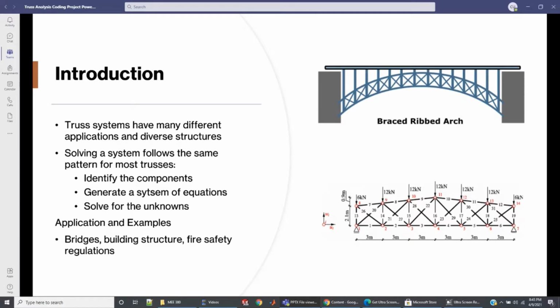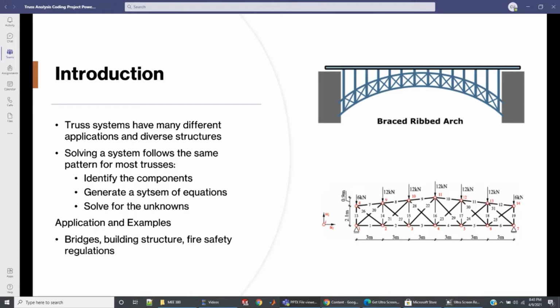bridge. In order to solve a truss system, they usually follow the same pattern, that being identifying the components, numbering the members, numbering the nodes. This gives a general understanding of what goes where and how to set up an equation to solve for those unknowns. So then the next step would be generating a system of equations, which includes all of the members and all of the nodes. And then finally you solve for the unknowns, which is typically the member forces.